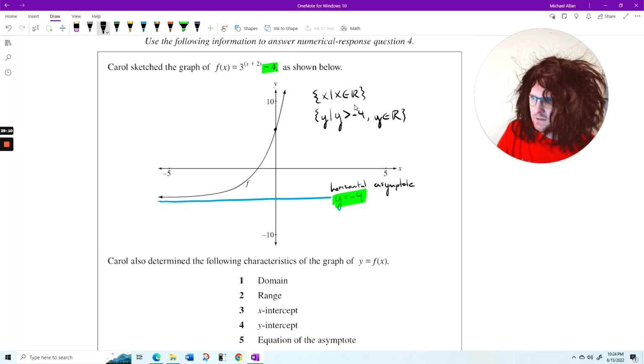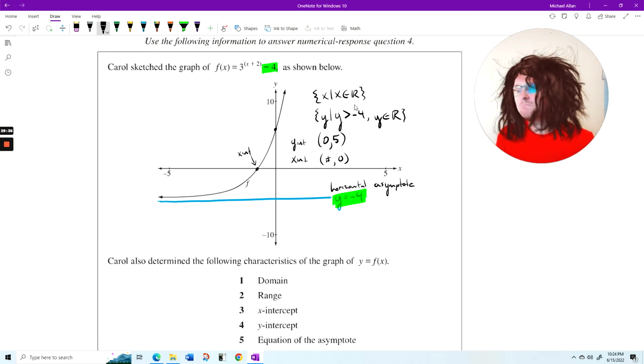I don't know what its y-intercept is. We can figure that out, so put a 0 in here. So it's 9, so it'd be 5 apparently. Okay, this is my y-intercept. And its x-intercept, I don't know, let's just guess whatever this is. We'll just call that the x-intercept. But the key of the x-intercept is that it has a y value of 0, okay?